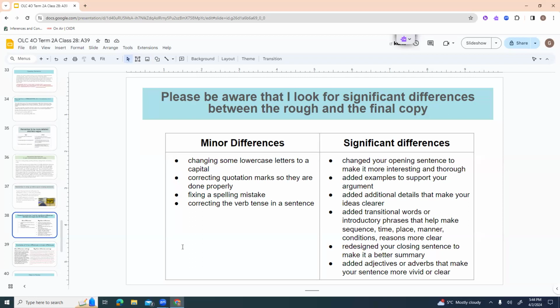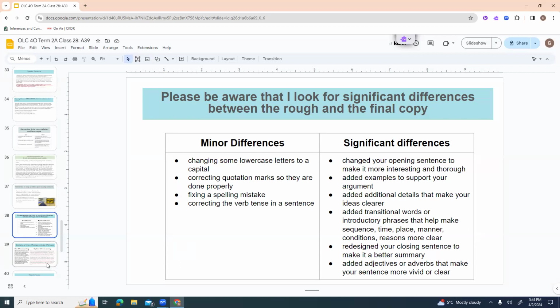So, for example, you changed your opening sentence to make it more interesting and thorough, or you added examples to support your argument, or added additional details that make your ideas even clearer, added transitional words or introductory phrases that help make sequence, time, place, manner, conditions, or reasons more clear. Maybe you redesigned your closing sentence to make it a better summary. Maybe you added adjectives or adverbs that make your sentence more vivid and clear. Those are the kind of significant differences that I'm looking for, okay?